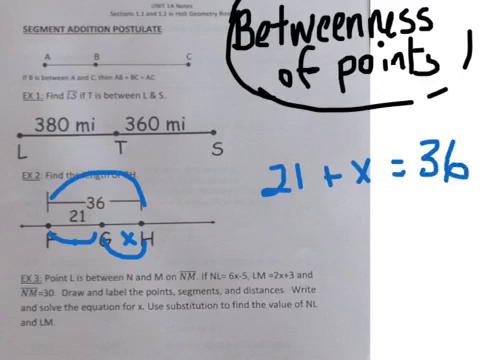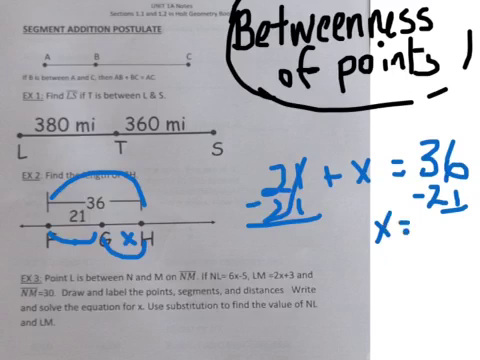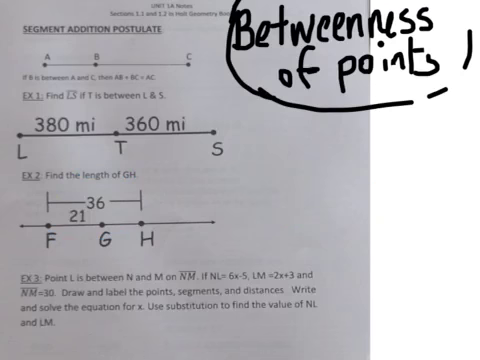So all I got to do really is subtract 21 from 36, and you didn't have to write an algebraic equation to do it, but if you like algebraic equations, X is going to be 15, because 15 and 21 is 36. So that's all you got to do on example 2.